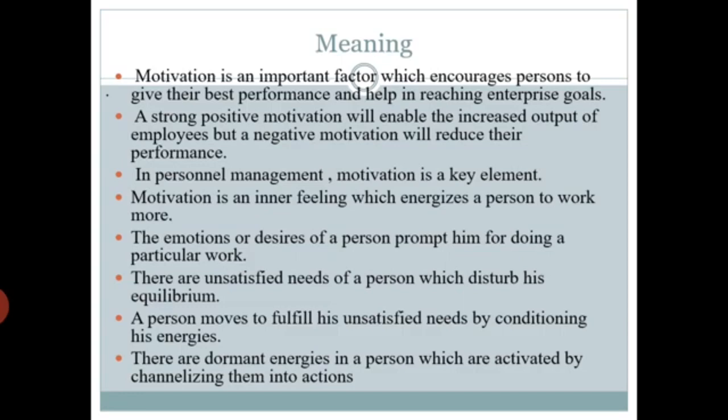So if you think that your product should be error free, or that the employees working in your organization should give their 100% towards the job, surely you should give some fringe benefits, or some benefits and facilities which can surely motivate these people. Then there are dormant energies in a person which are activated by channelizing them into actions. If you think that your employees' 100% ability and capability, his potential, should be used, then what can you do?